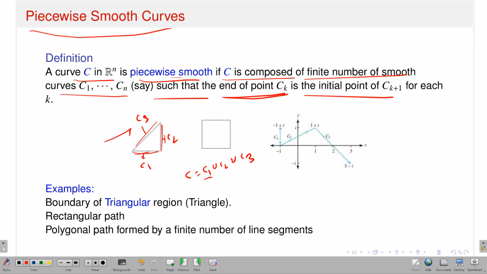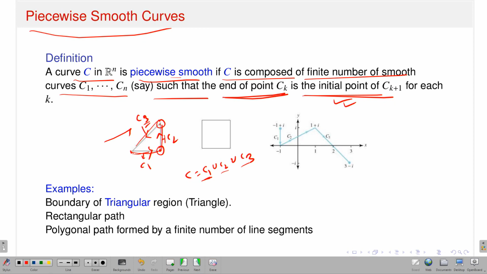Now, the end point of Ck should be the initial point of Ck plus 1. What is the end point of C1? If I start from here and go in this direction, this is the end point of C1, which is nothing but the beginning point of C2. So, it satisfies this condition. Similarly, the end point of C2 is the beginning point of C3. So, it satisfies these conditions. Each of C1, C2, C3 is smooth, as I just observed, because it is a straight line. Therefore, it is called piecewise smooth.